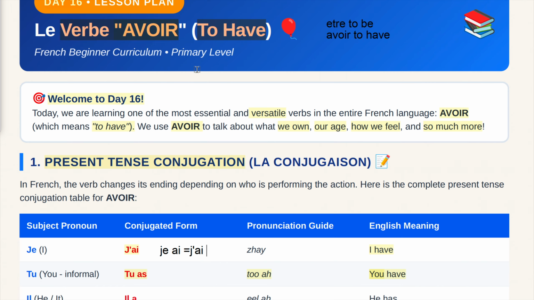It means avoir is a very versatile verb. It is used in different versions. D'accord? So that is why it's versatile. So avoir, already I've told you, avoir means to have. Okay, now, what does to have mean?